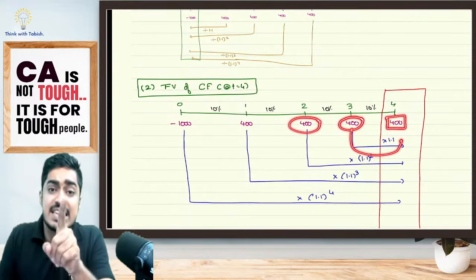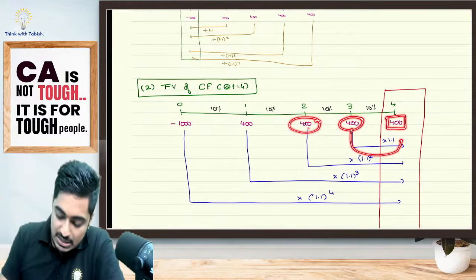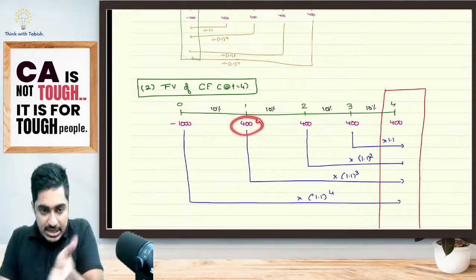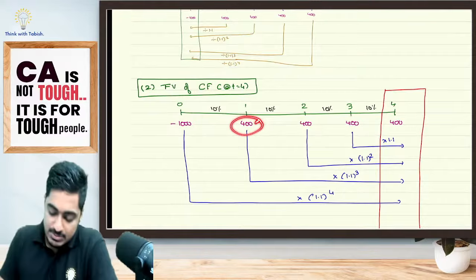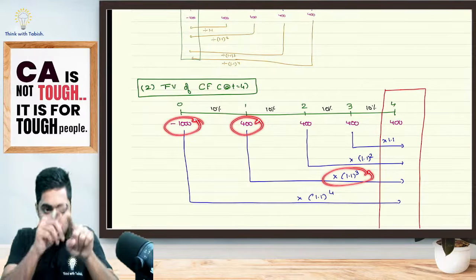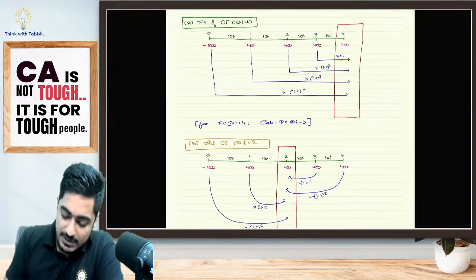Sir, 400 is at the second year. One time I add, third year. Second time I do, fourth year. 2 times, into 1.1 whole square. Okay. First year it is there. Second year, third year, fourth year. 3 times I will be doing, into 1.1 to the power of 3. Yes, this from 0 to 1, 2, 3, 4. 4 times I will be doing. Is this clear, everyone?